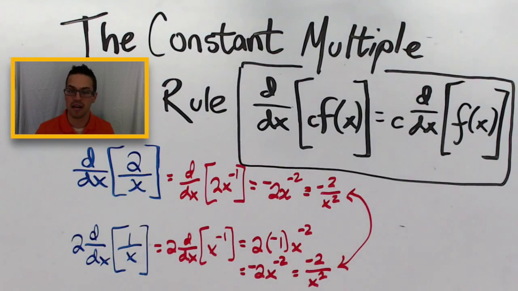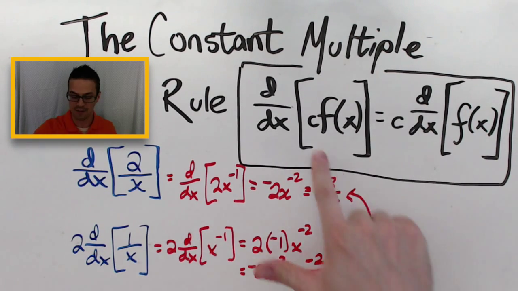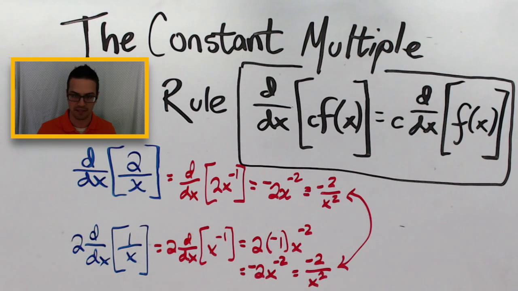So that's basically the constant multiple rule. For all intents and purposes, all you need to do is whenever there's a constant, just treat it like any other number. Just multiply it when you apply the power rule, and you'll end up getting the same answer. So that's the constant multiple rule.